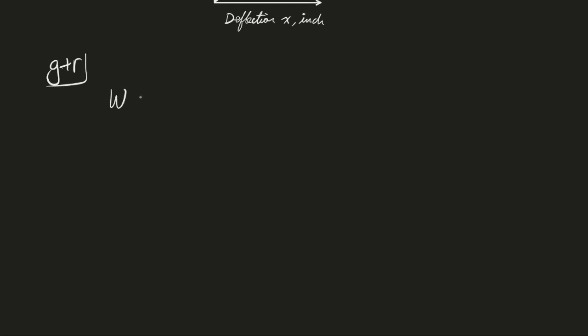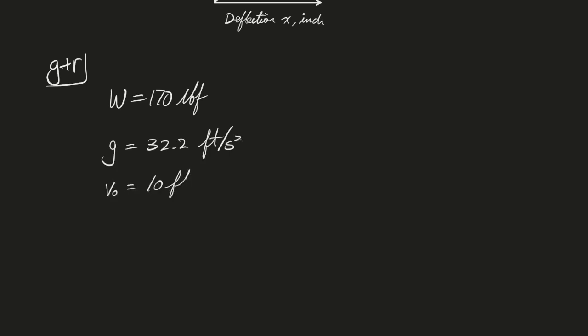I know that the weight force is 170 pound force. Gravity is 32.2 feet per second squared. V naught is 10 feet per second. V final, which I'll call V2, is 0 because at maximum deflection, there's no speed. I'll also define H2 as well as H1 for gravitational potential energies. H2 is what I define 0.